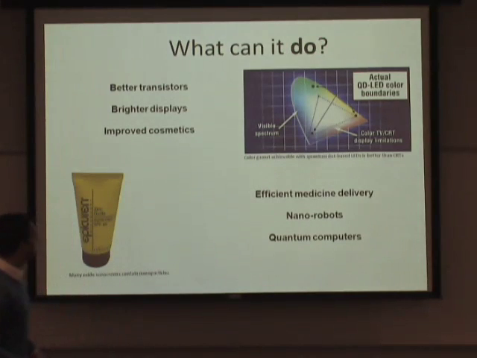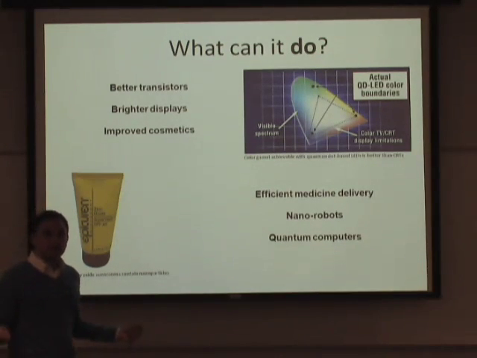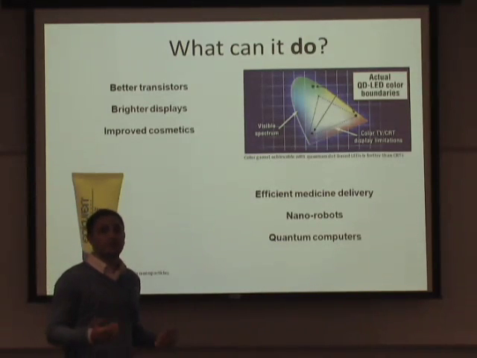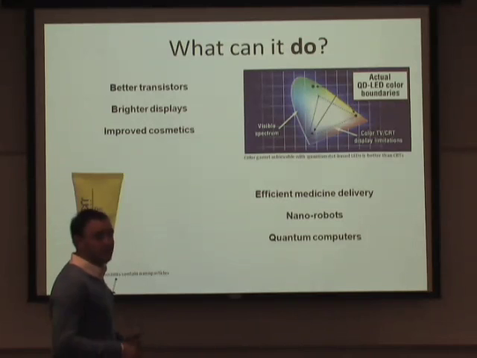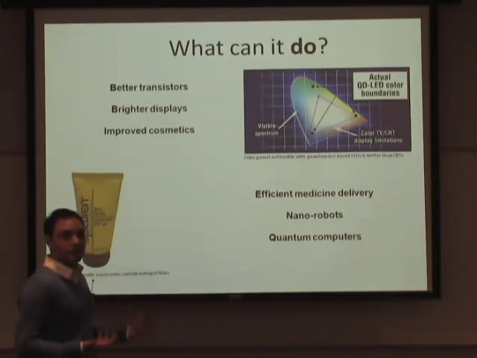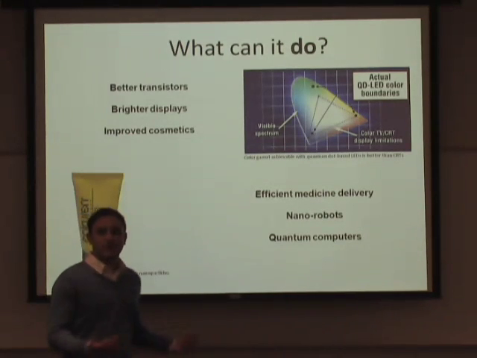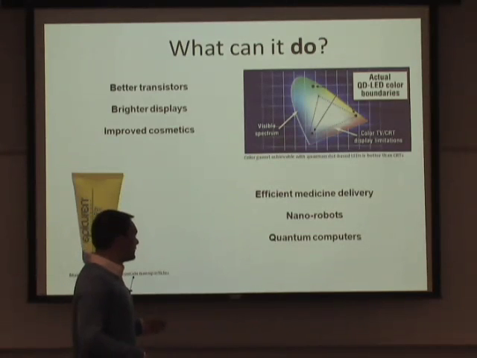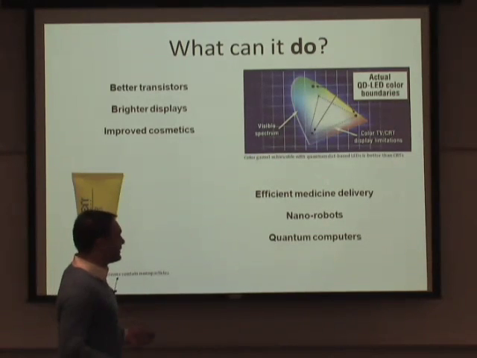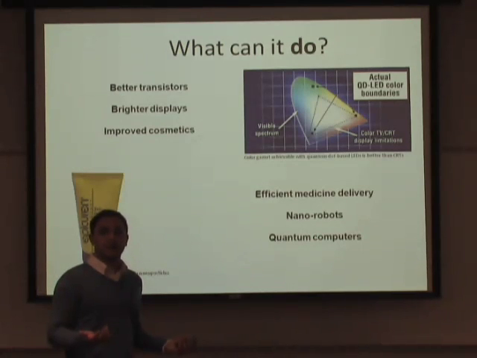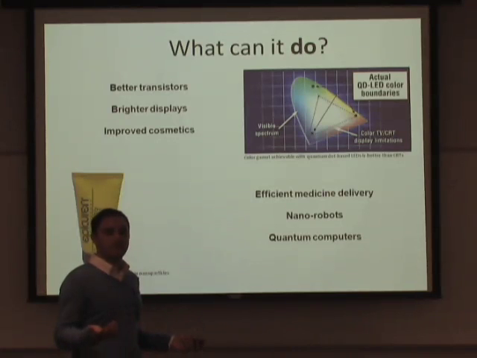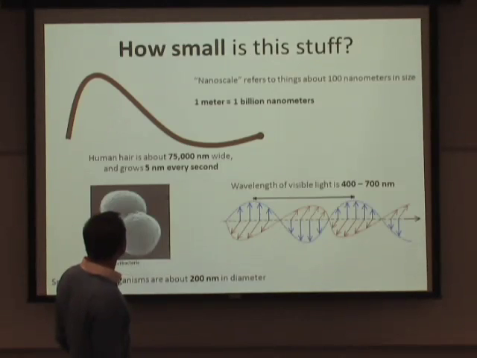So what else can nanotechnology do? The applications are really almost limitless. Like I said before, we can make better transistors or switches in your computers. We can make brighter TVs and displays, and you may have already seen some screens like this. There's improved cosmetics, basically fancier sunscreens and mascaras that use nanoparticles to make them work better. And there's lots of research going on in better medicine and hopefully things even like tiny robots that can build other small structures, and even quantum computers, which could revolutionize technology as we know it.